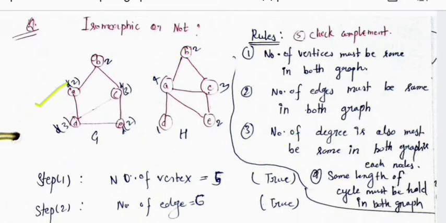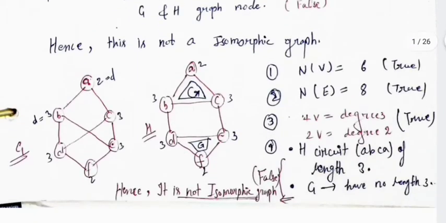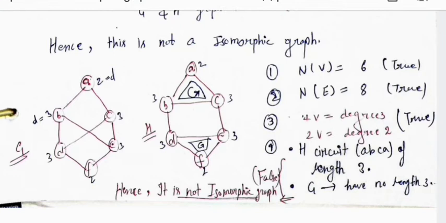Now come to the next question for more clarification. Here two graphs are given, G and H. Now we count the number of nodes in both graphs. The number of vertices in graph G is 6, and in graph H it is also 6, so the first rule is true. Now the second rule, the number of edges: the number of edges in both graphs is 8, so the second rule is also true.